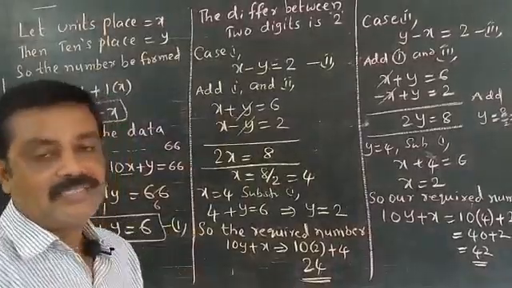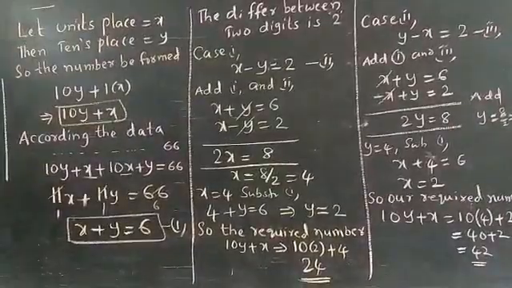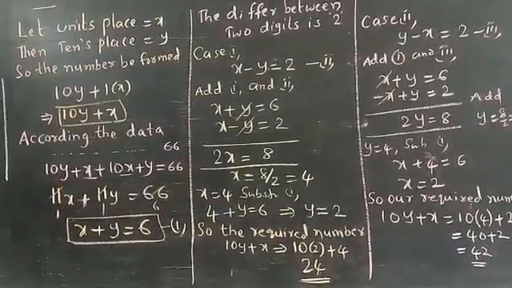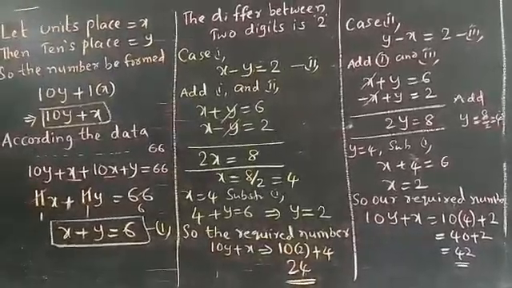How many possible answers are there? Two possibilities are there for this problem. Check once. Is it clear? Okay. Right. Thank you, children.